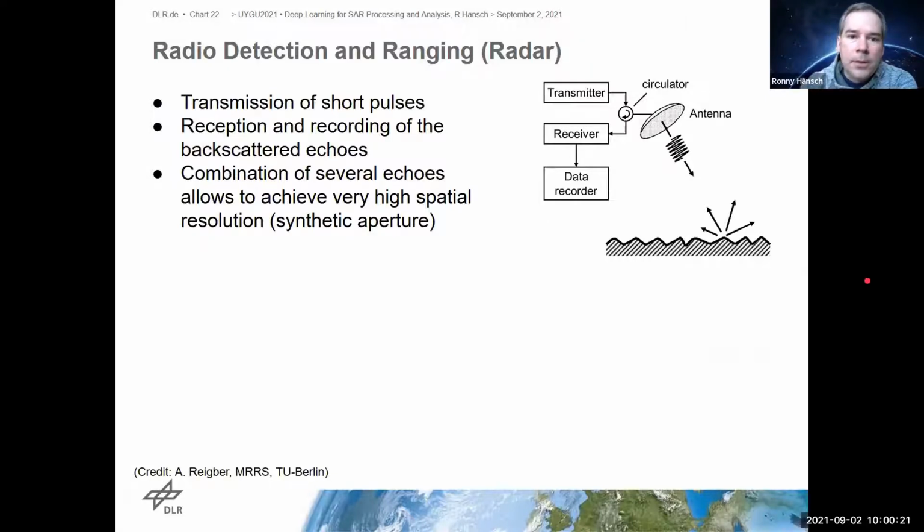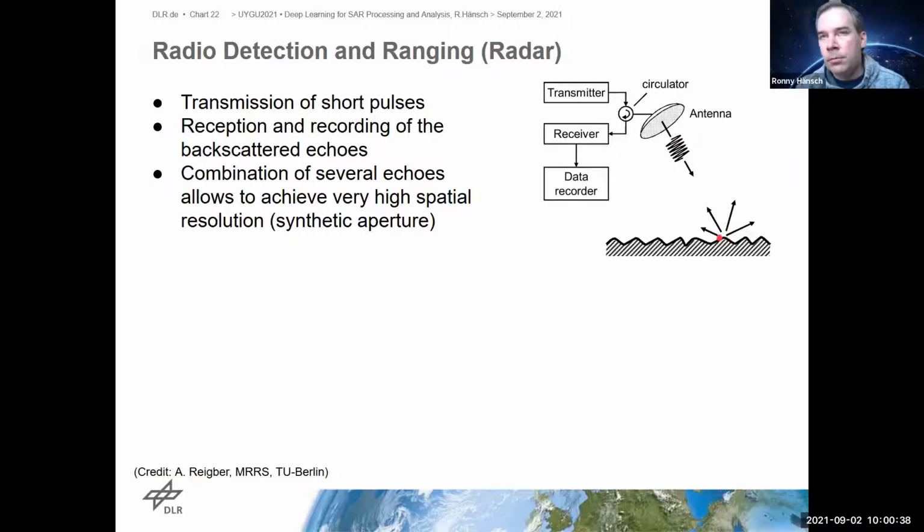All right, so how does SAR work? SAR stands for synthetic aperture radar, right? So let's start with radar first, and radar stands for radio detection and ranging. So the idea is you send out a short pulse of a microwave.